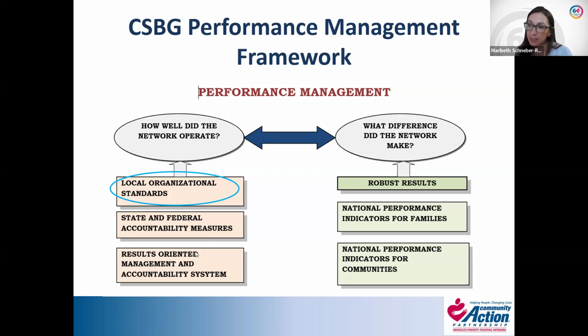We also have some state and federal accountability measures, recognizing that the Community Services Block Grant funnels down from the feds to states to us at the local level. Those systems have to be accountable to us as network members, as well as ensuring that we have accountability to our communities. And then we also have the local organizational standards.